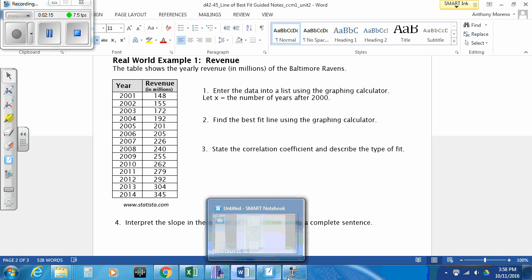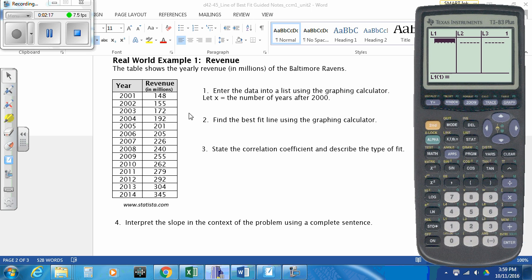So let's get the calculator back up. It says here, enter the data into the list using the graphing calculator. Let x equal the number of years after 2000. Now, x is always our independent variable. So, 1 year after 2000, 2 years after 2000, 3 years after 2000, and do it all the way through 2014. So, you should have 14 entries here.